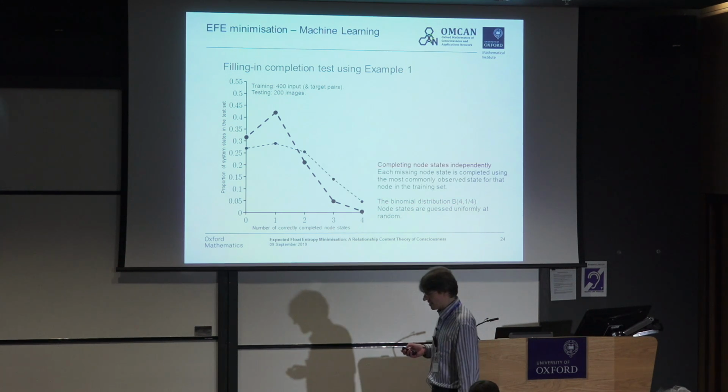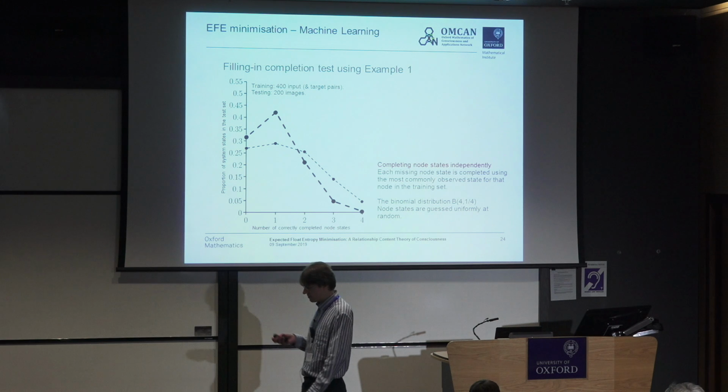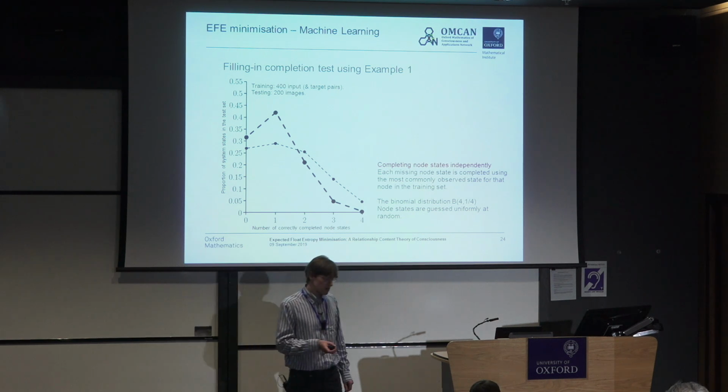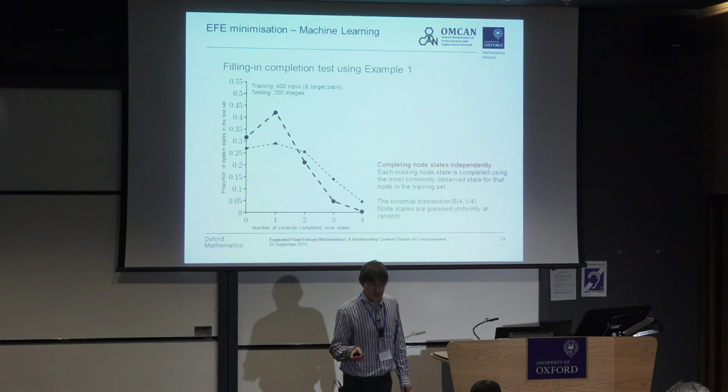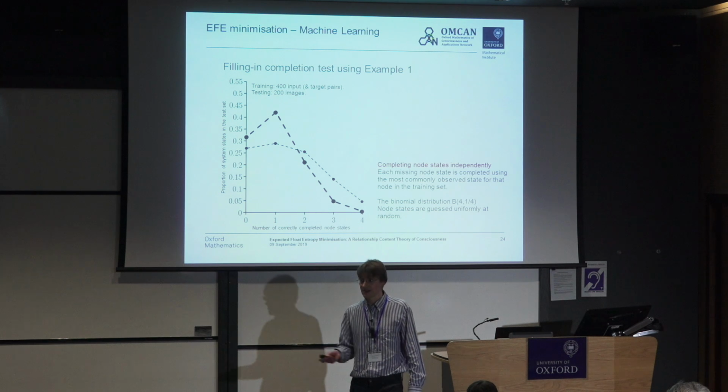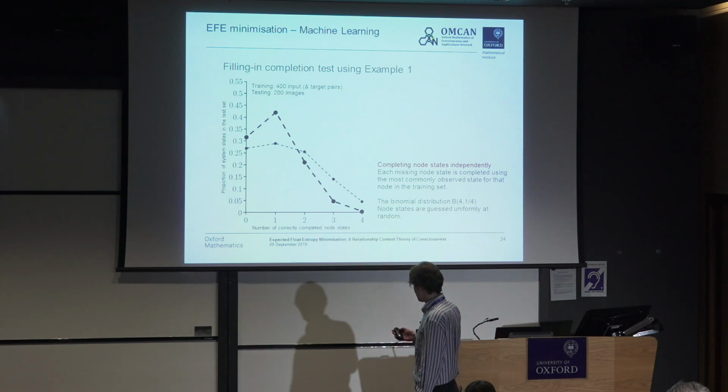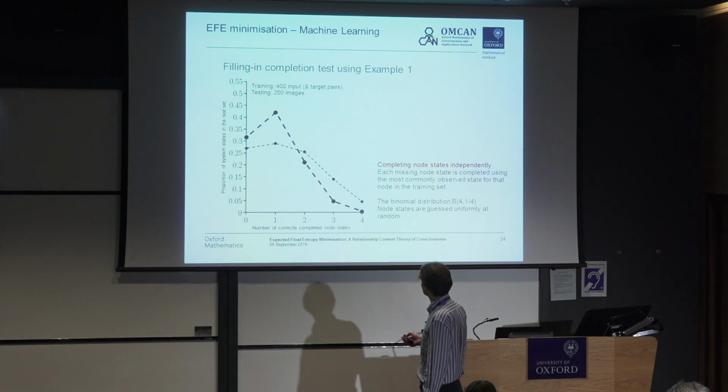Instead of doing that, we say, okay, for each node that we don't know, let's just choose the most common state that we find. And if we do this, we do a little bit better. Here we've got 4 of the missing states all completed correctly, but it's only down at, say, 5% still. Most of them have got 0 of the 4 missing states.